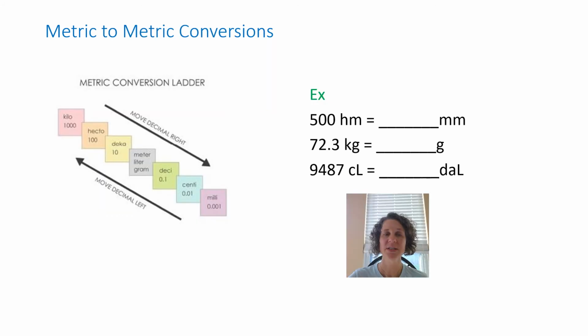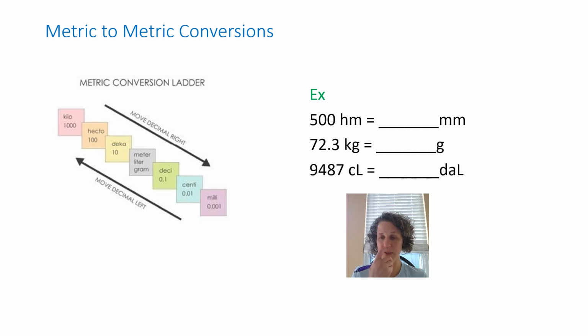So when you are converting between metric units and doing these metric conversions, it's really nice because you are just moving decimal places. You don't have to do any extra math. And so I've got this little metric conversion ladder picture. It basically tells you which way you're going to move the decimal, depending on which way you're going.